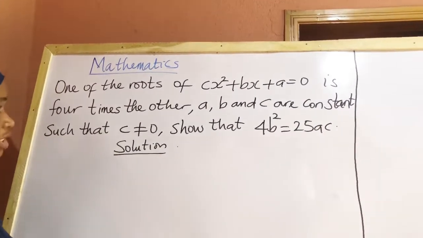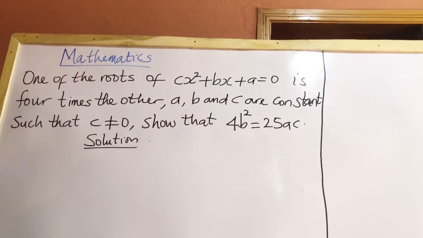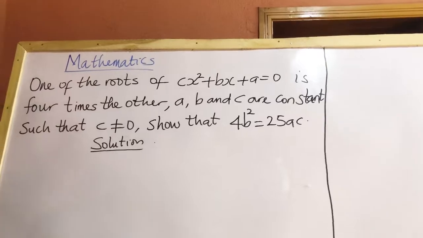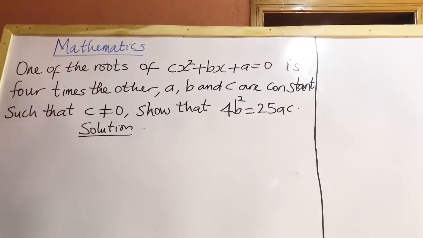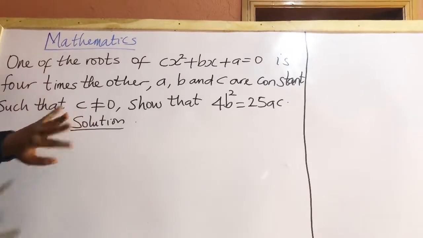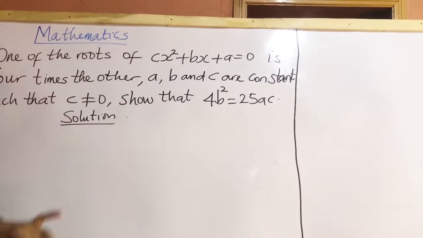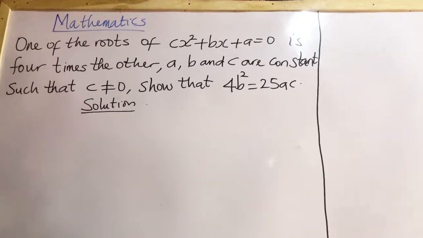So this is the question that I want to solve. One of the roots of cx squared plus bx plus a is equal to 0 is 4 times the other. A, b, and c are constants such that c is not equal to 0. Show that 4b squared is equal to 25ac.